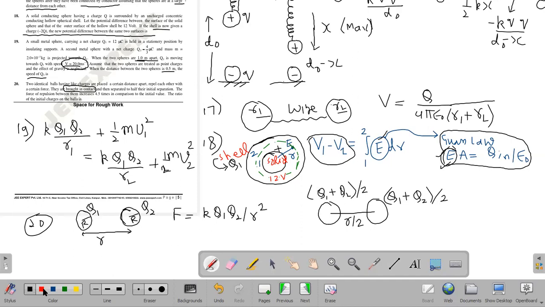And now the force between these two is given as 4.5 times the previous value. So the previous value was F, which means now the force is 4.5 F. And this 4.5 F should be K times (Q1 plus Q2 by 2) is the charge on one sphere, also the charge on the second sphere, so squared, and divided by the new separation, R by 2 squared. Just calculate this, you will get your answer.